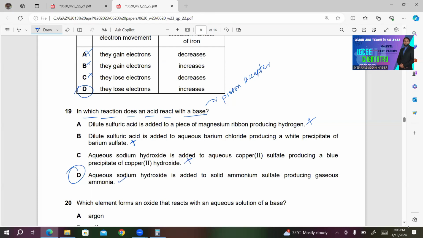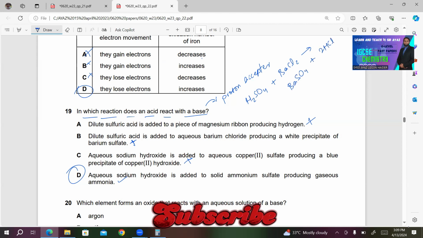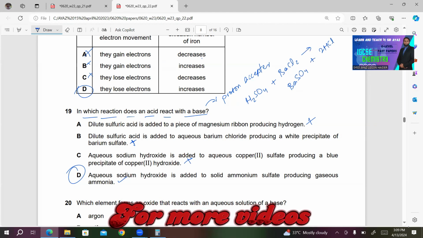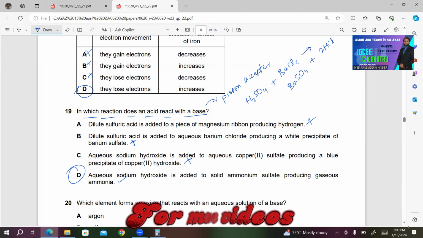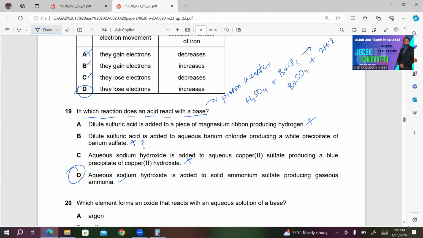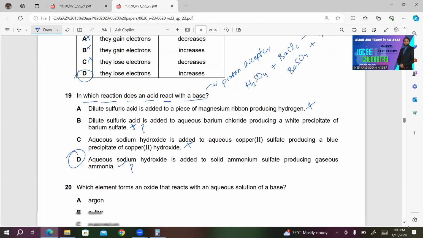I am not satisfied with this question. The reason is that if you react sulfuric acid with barium chloride, this is the reaction: H2SO4 plus BaCl2, although it's an example of a precipitation reaction. So if you see the logic here, we are getting BaSO4 plus 2HCl, which means Cl2 has accepted a proton. So I am not satisfied with these choices for this question. Either of these is correct.